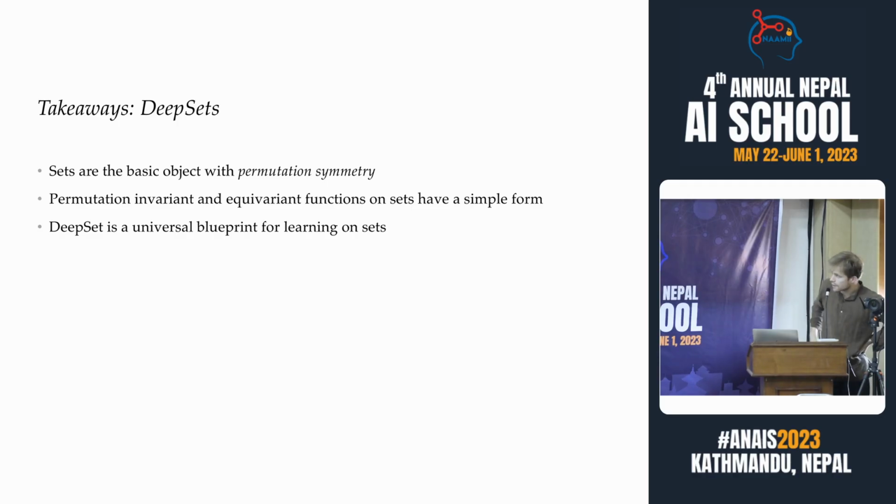So the takeaway on Deep Sets is, sets are the basic object with permutation symmetry, right? Permutation invariant and equivariant functions on sets have simple forms, as we saw with the theorem. And Deep Sets can be thought of as a universal blueprint for learning on sets. There will be many different architectures, many different tricks, etc. But supposedly it's a good idea to do this equivariant and then invariant layer.